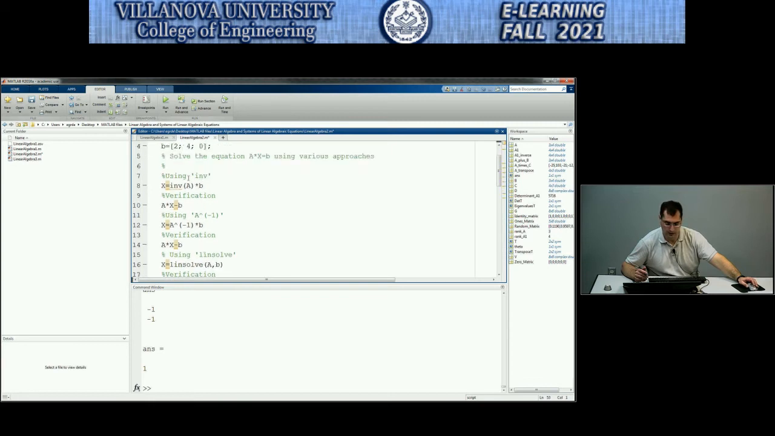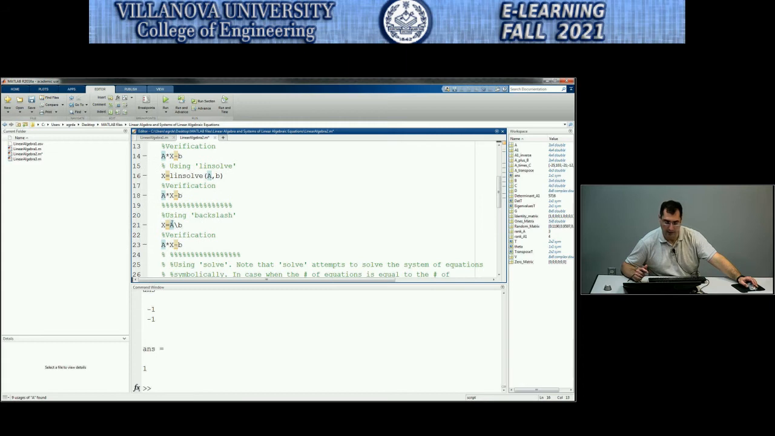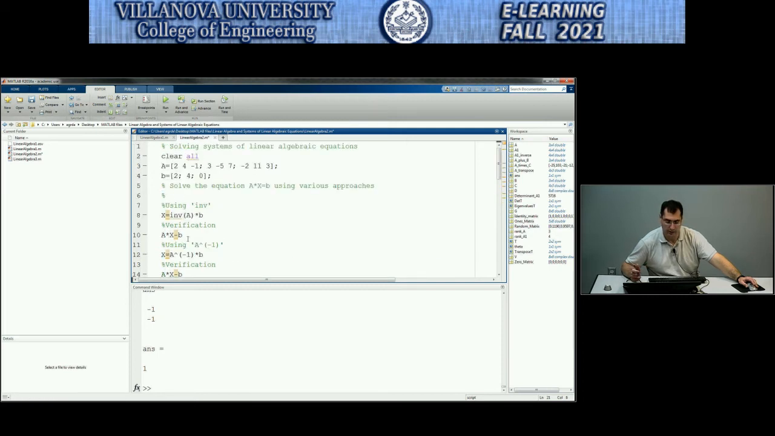So one way is to declare inv of A times b. Another way is you can do this, A taken to the power of minus 1. You can use the command called linsolve. If it's linsolve, MATLAB knows automatically that we are talking about the system of equations A times x is equal to b, and it's going to give you the answer. Backslash: A backslash b means A inverse times b. So all kinds of various ways of computing the inverse of a matrix.